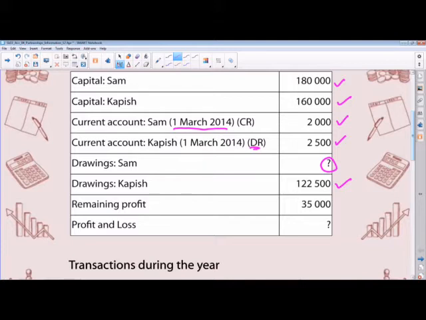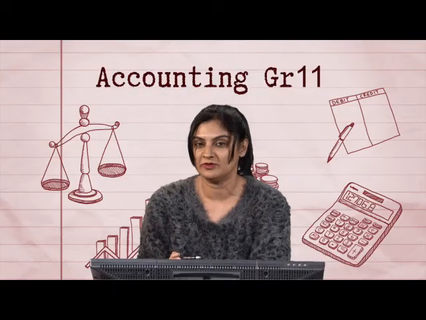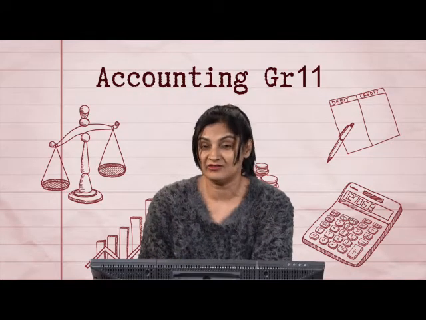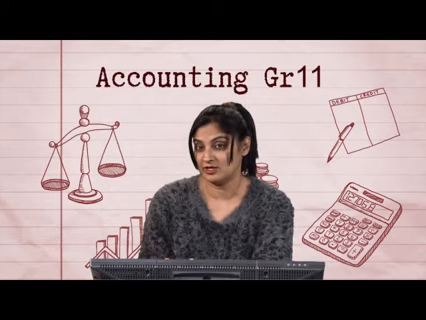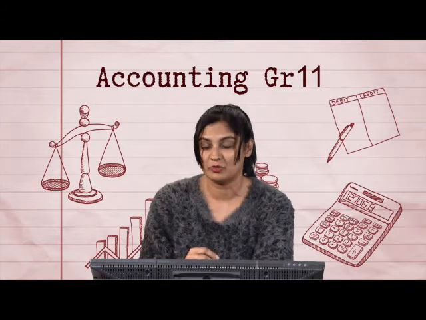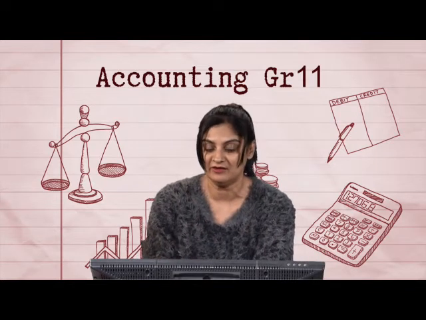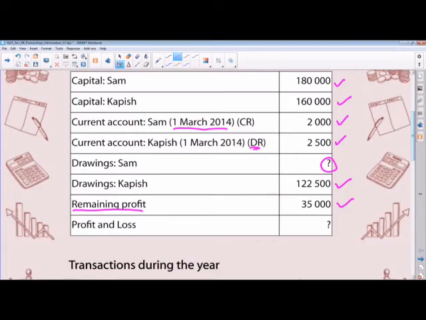Remaining profit, very, very interesting. They're giving us the remaining profit, which is 35,000. Now remember guys, when we talk about remaining profit, this is when you take your net profit and you subtract the salaries that partners were entitled to for a year, as well as interest on capital for the year, of course, and also your bonus. That then gives you either a remaining profit or a remaining loss. So in this case, there's a remaining profit of 35,000, and then profit and loss, which is actually your net profit for the year, is unknown. So we've got to calculate that amount as well.